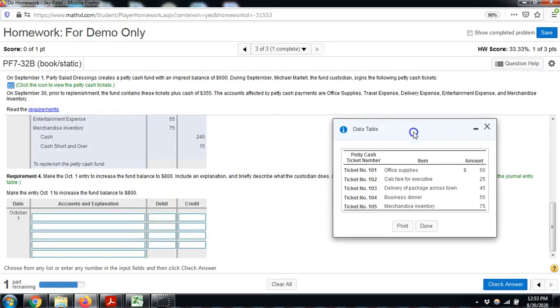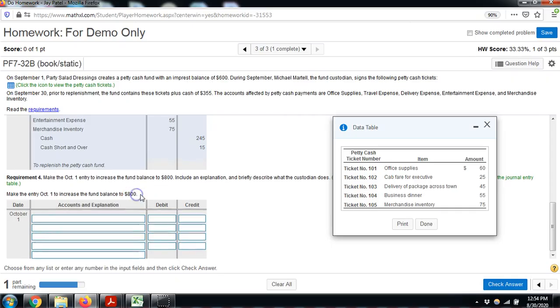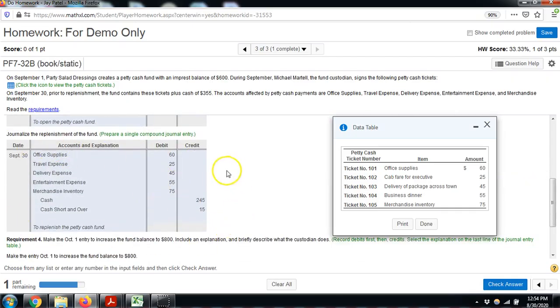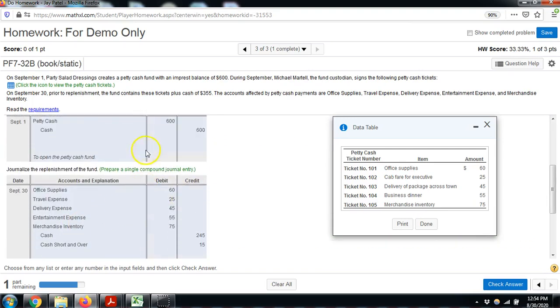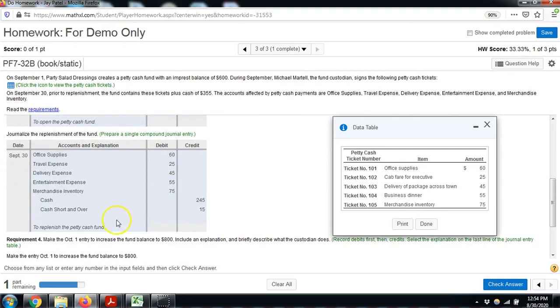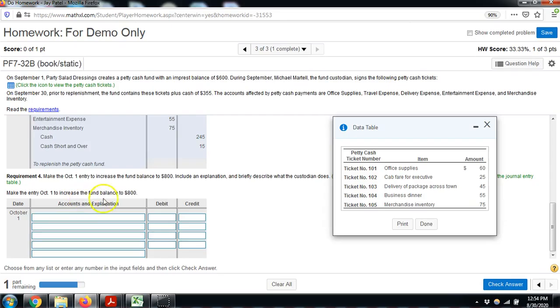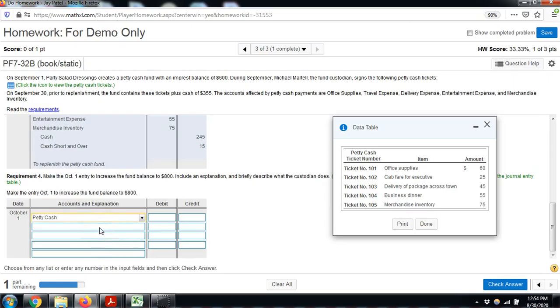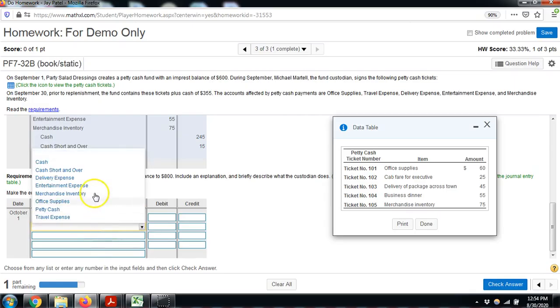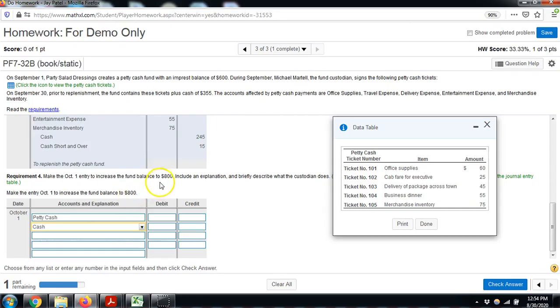Okay, so now we want to increase our fund balance to $800. If you notice here, there is no use of the petty cash account that we used to establish the fund. Once the fund is established, we're just tracking the expenses and replenishing it with cash from our bank account. But if we want to increase the balance, we then have to bring back this petty cash account, and to go from 600 to 800, we have to add $200 more to our petty cash balance.